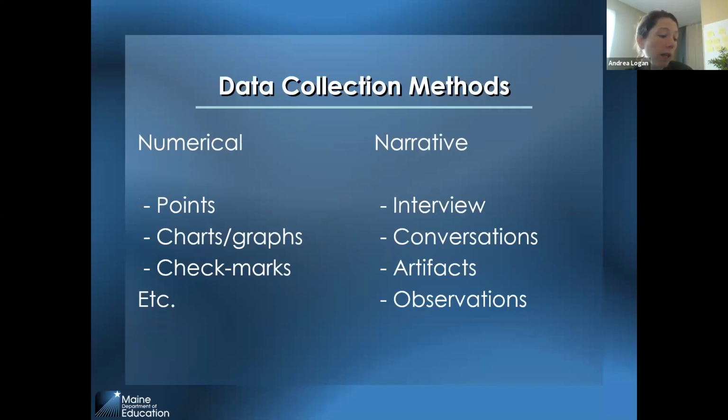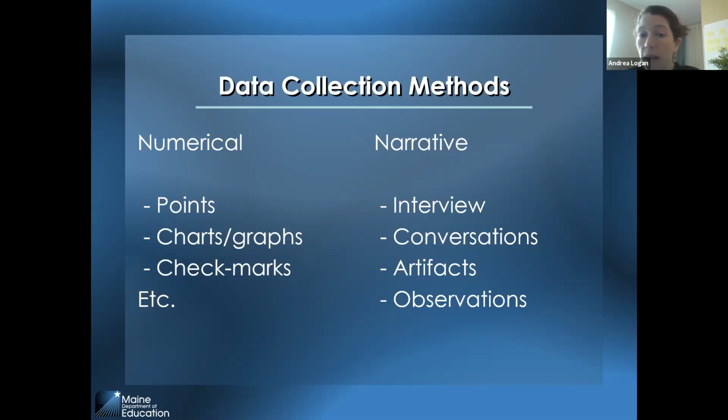So, some typical data collection methods. These are the two primary data collection methods: numerical or quantitative data, so N for quantitative and numerical, and narrative, which is more qualitative or language-based data. Numerical data could be adding points, charting, graphing, check marks, even token systems. For those of you that might have students that are working with token systems, that's all considered numerical data.